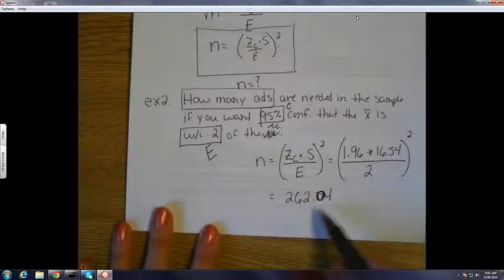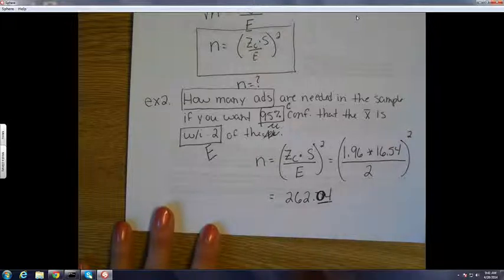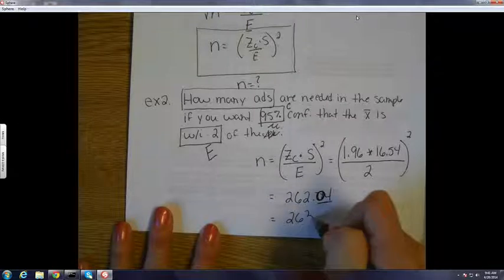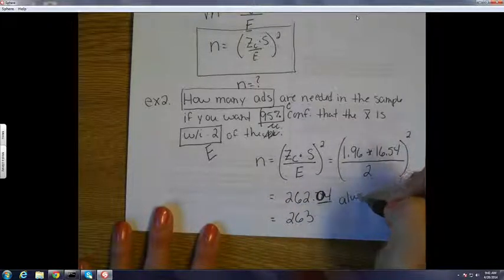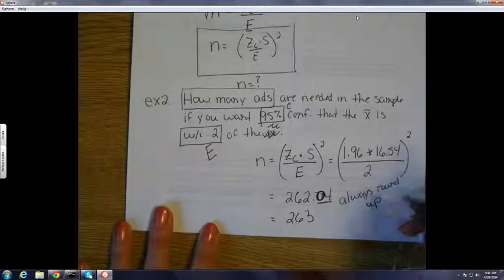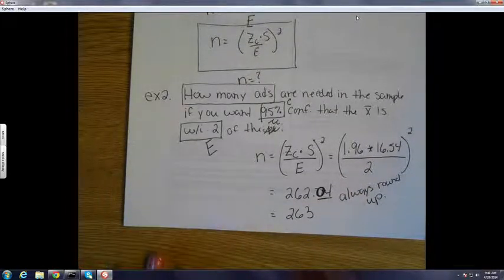This is telling me I need a partial one. So I can't have a partial sample. I've got to go to that whole next sample. You always round up on minimum sample size, or lose a point. Does that make sense? It's like buying paint. You can't buy .04, you gotta buy that whole next gallon. Okay, that's all that's in here.